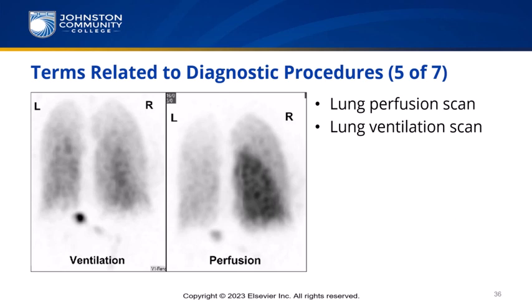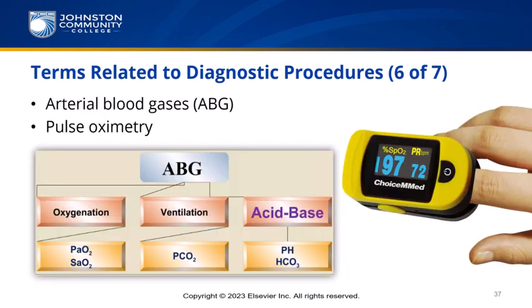Arterial blood gases, or ABGs, is a blood test that measures the amount of oxygen and carbon dioxide in the blood. Note that this is one of a very few tests in which blood is taken from an artery instead of a vein. Then we have pulse oximetry.